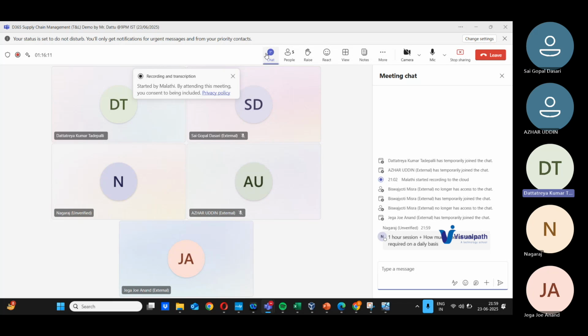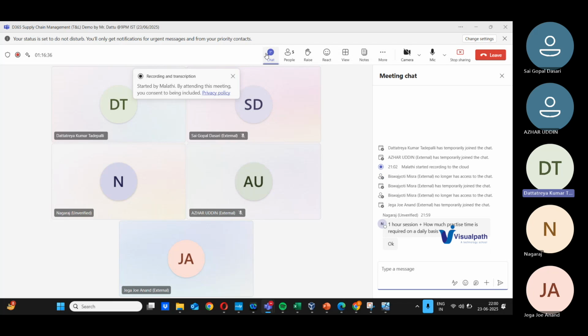So one hour session plus how much practice time is required on a daily basis? It depends from person to person. Some people, depending on their analytical skills, find half an hour sufficient, some people require one hour, and some people require two hours. I would suggest a minimum of an hour is required to practice.